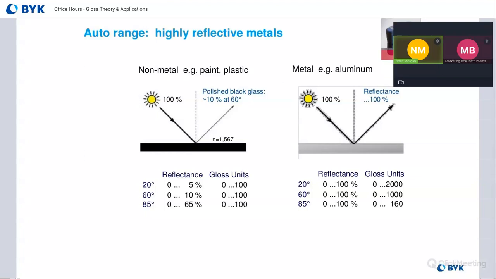For example, if you're measuring at 60 degrees on a metal surface and you have 500 gloss units, you would just take 1,000 divided by 500, and that would give you 50%. So you can really change them out with each other. It's just something to note, because in some industries people measure with reflectance and in others with gloss units, and it's good to know that they're interchangeable.